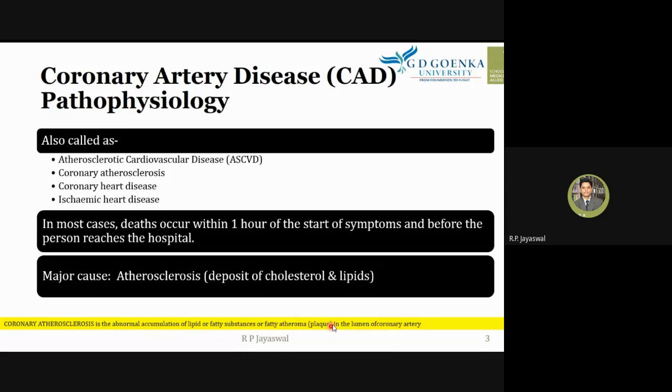In the lumen of the coronary artery, in the intima layer, you have to understand that we have different layers in the coronary artery: intima, media, and then the last one.